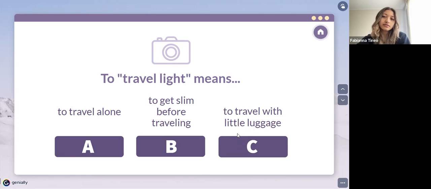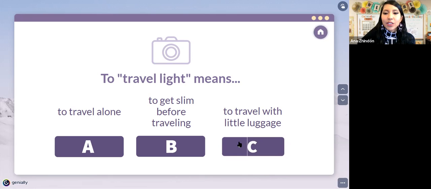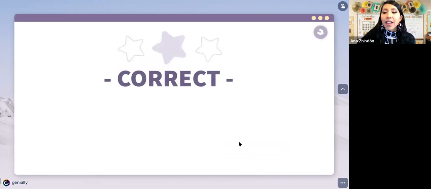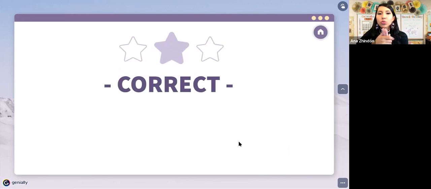I think C. C? Yes, Ari says yes. You agree? That is correct. So in this case, to travel light means to travel with little luggage. You don't pack a lot of things.